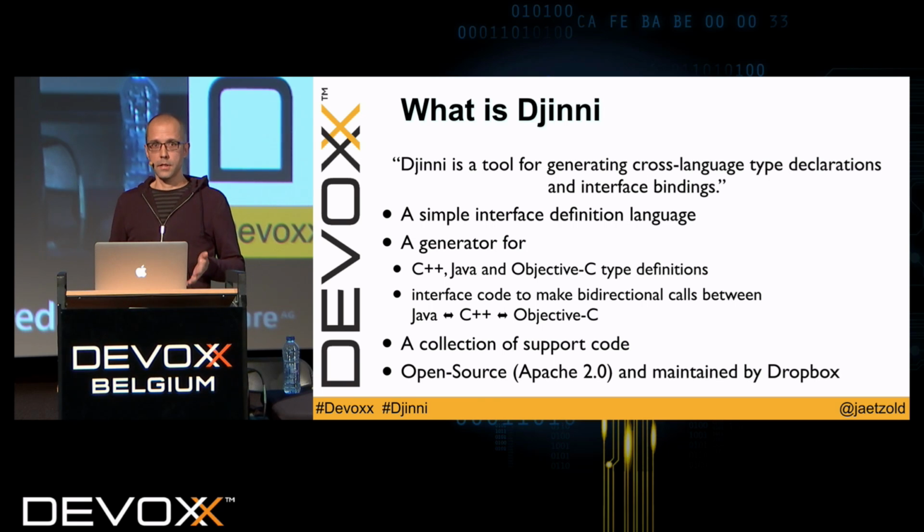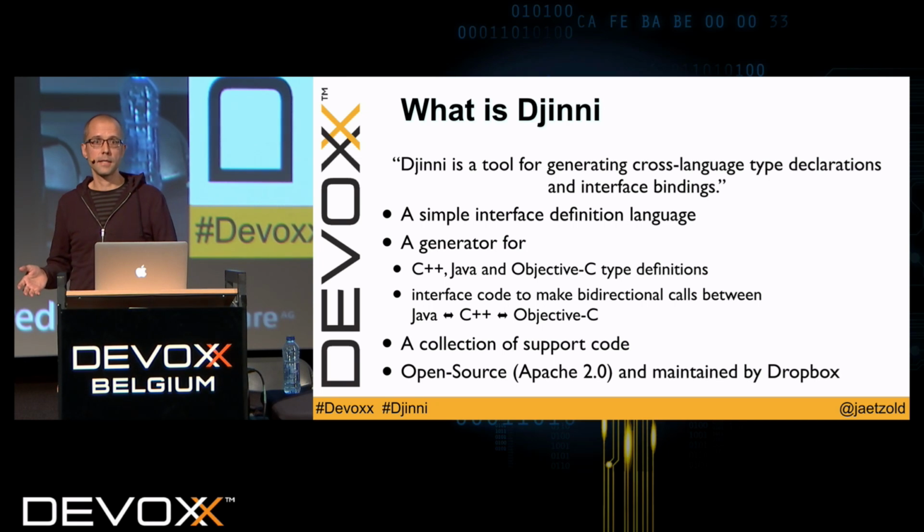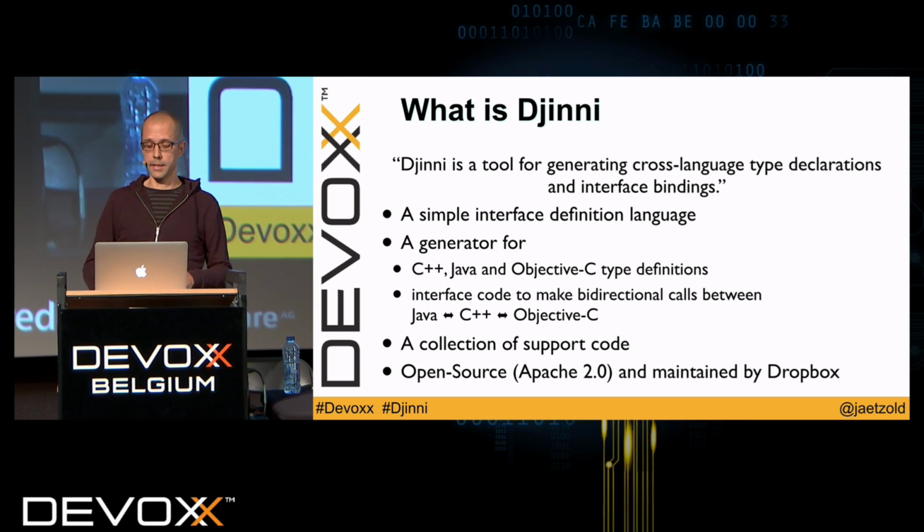So in the end, with Djinni, you're only dealing with Java code and its types on the Android side, with C++ code and its types on the C++ side, and Objective-C and Foundation types in the iOS world. And it's open source, so there's no vendor lock-in to fear here.